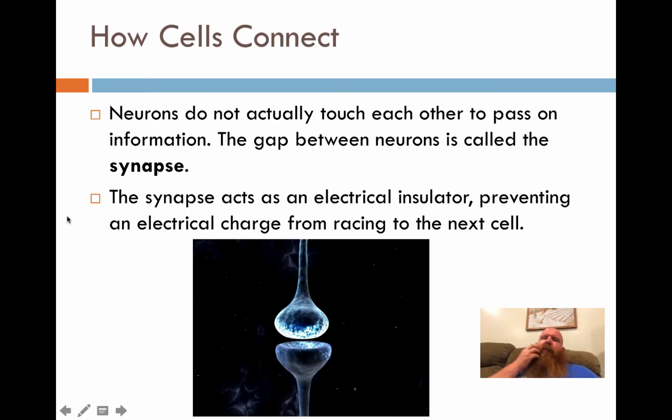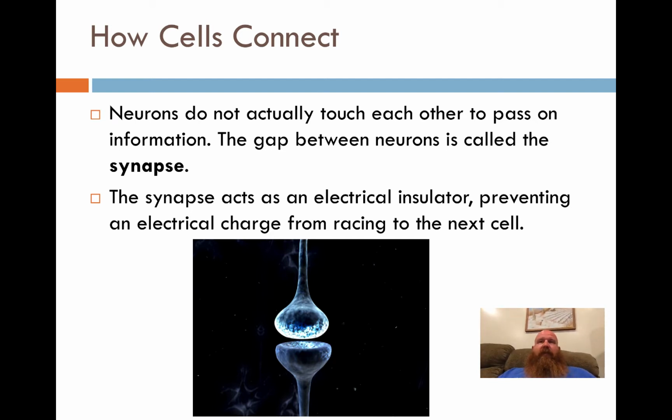All right. Remember I talked about how the cells connected? Well, in reality, they actually don't. They're not really connected. There's actually a minuscule gap between each cell, and it is called the synapse. And what this does, this keeps the charge from jumping from cell to cell. Because again, a lot of times it doesn't need to.